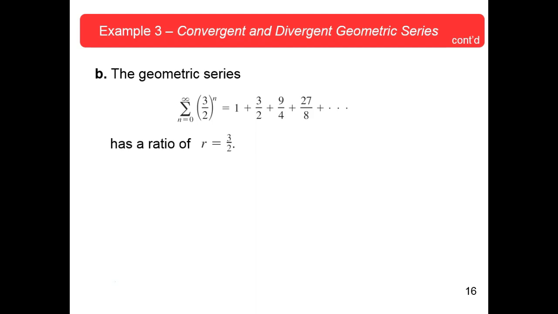That is a ratio of 3/2. Therefore, it does not converge. Don't even bother listing the numbers on it. It can't converge. Because the absolute value of R is greater than 1, the series diverges, don't even mess with it.